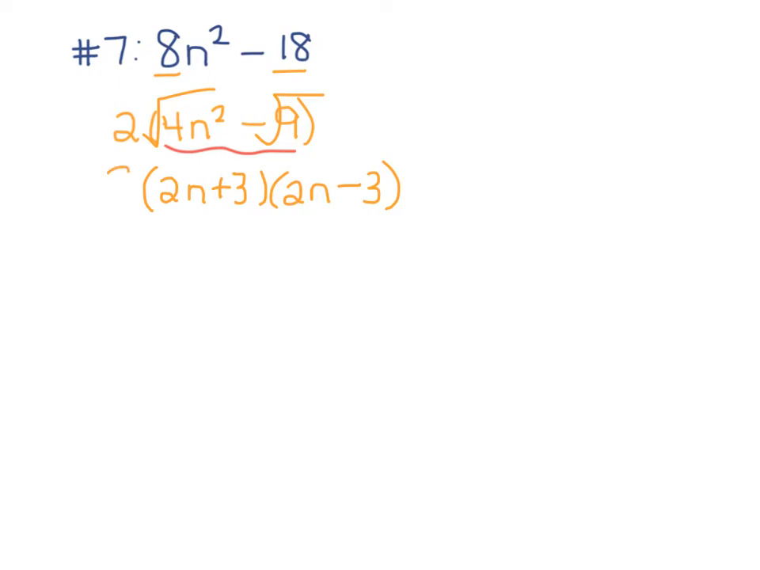And then don't forget to drag down that 2 that was your GCF. Okay, you don't want to lose that. And so there's your final answer on that one.